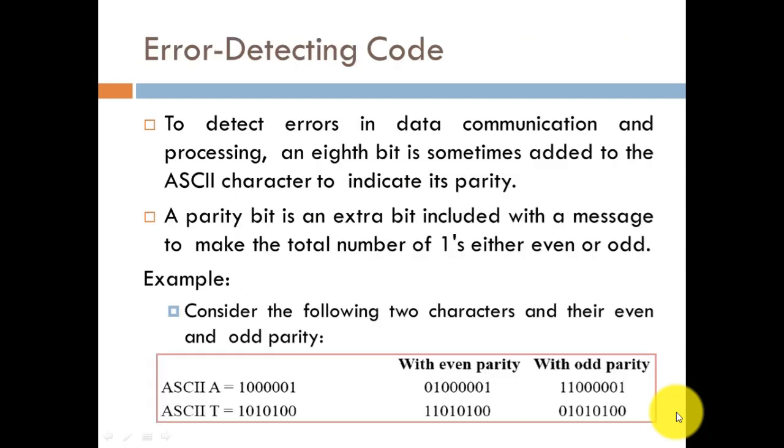Now the last one is the error detecting code. To detect errors in data communication and processing, an 8th bit is sometimes added to the ASCII character to indicate its parity. As we had seen in our last slide, in ASCII coded sequences we have a group of 7 bits. Here we add another bit, a single bit sometimes added to indicate its parity. A parity bit is an extra or redundant bit included with the message to make the total number of ones either even or odd.